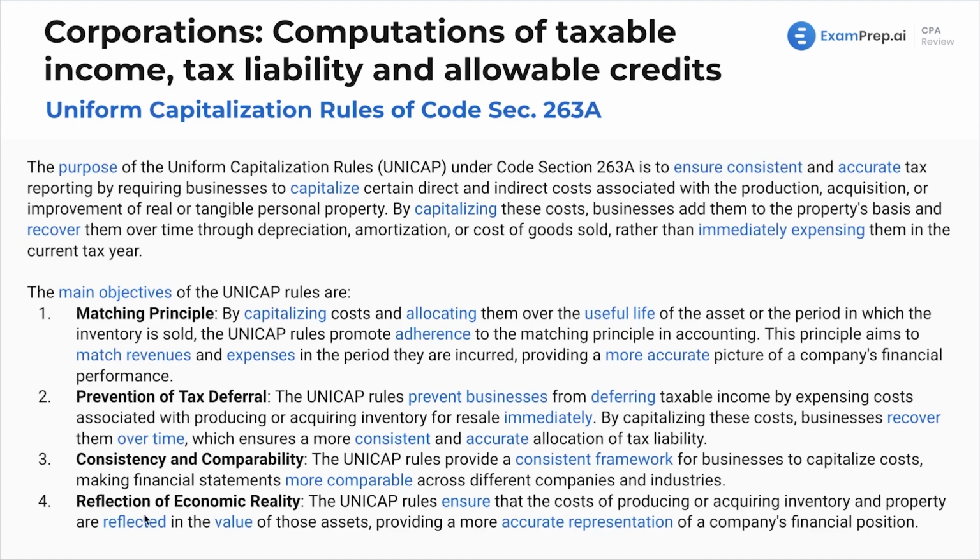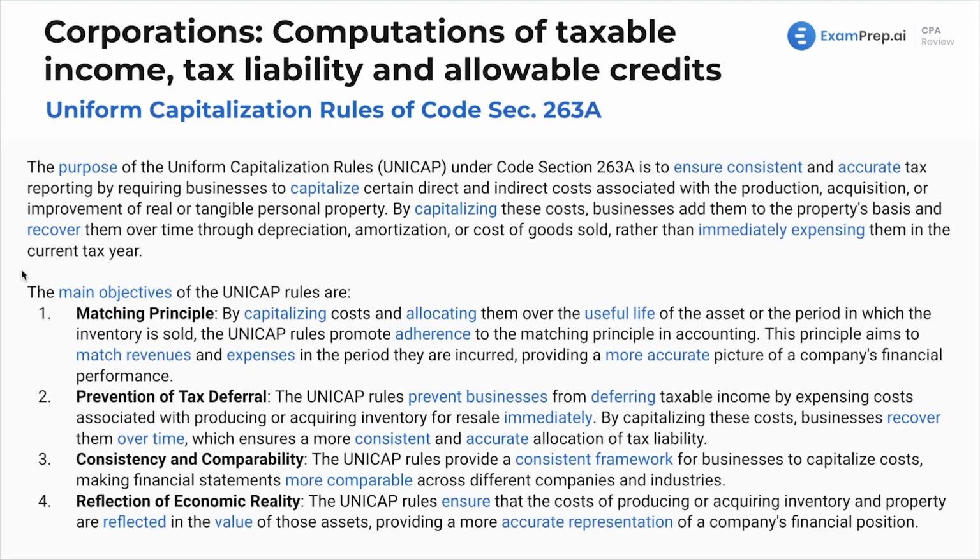And then reflection of economic reality. The UNICAP rules ensure that the costs of producing or acquiring inventory and property are reflected in the value of those assets, providing a more accurate representation of a company's financial position. Not too bad. I mean, not that this is critically important here to understand.